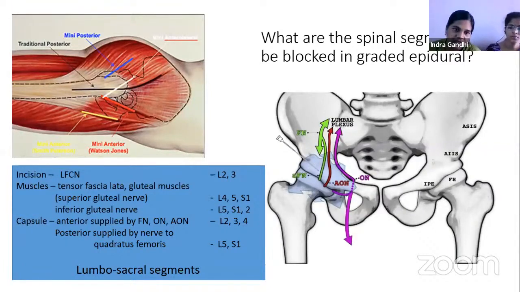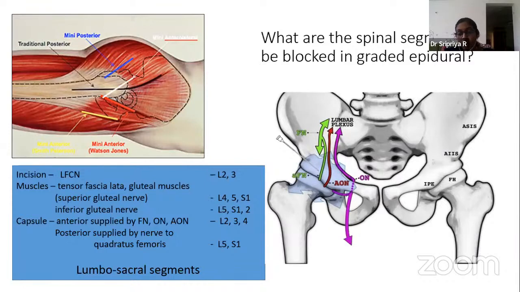6 segments. We have to block 6 segments. So 1 ml per segment. So we have to give 6 ml. First, I will give 3 ml of 0.5% bupivacaine and wait for 5 to 10 minutes. If the level is adequate, fine; if the level is inadequate, then I will give another 3 ml of 0.5% bupivacaine. One thing, 3 ml will be a small dose, isn't it?